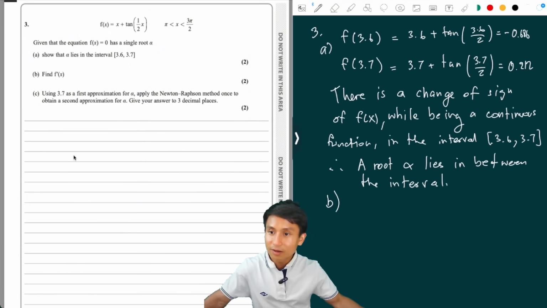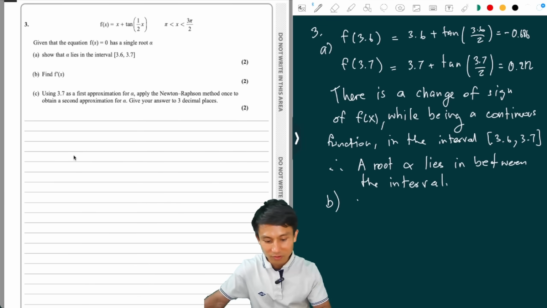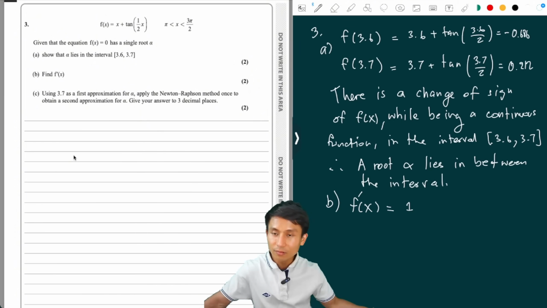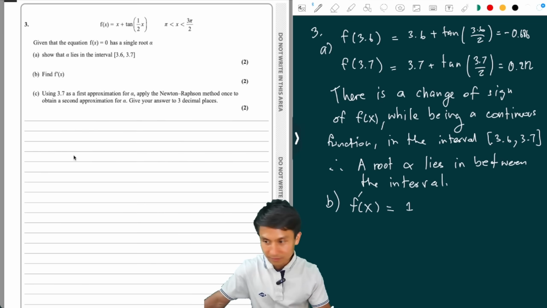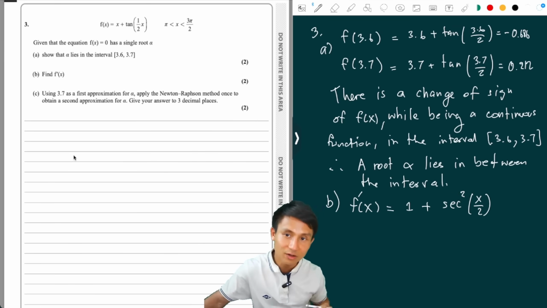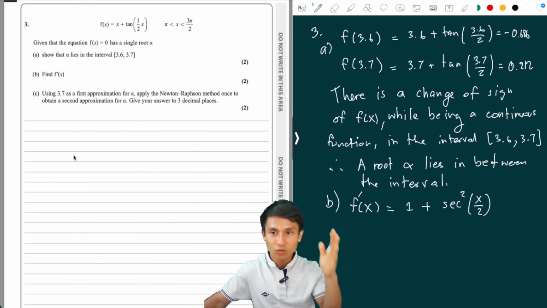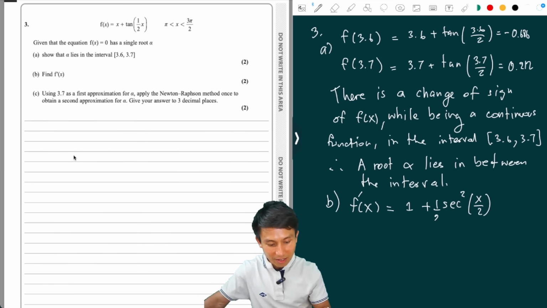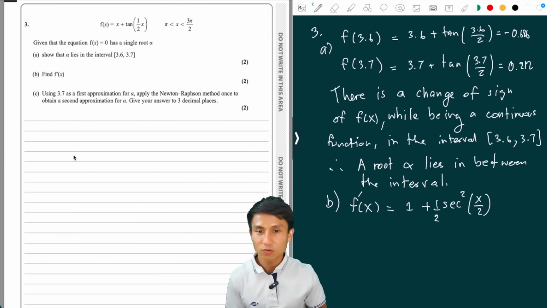Part B, find f dash x. So the derivative of f(x) there. Okay, we're just going to differentiate that. So differentiating x, we get 1. Okay, differentiating tan, we get sec squared. So it's a sec squared, and the angle will be the same, but then we do a chain rule on the inner function, which is the angle right there. So we're going to have to multiply outside by a half. Okay, so that's a chain rule there. So that's done. Like just the working and the answer in one line.